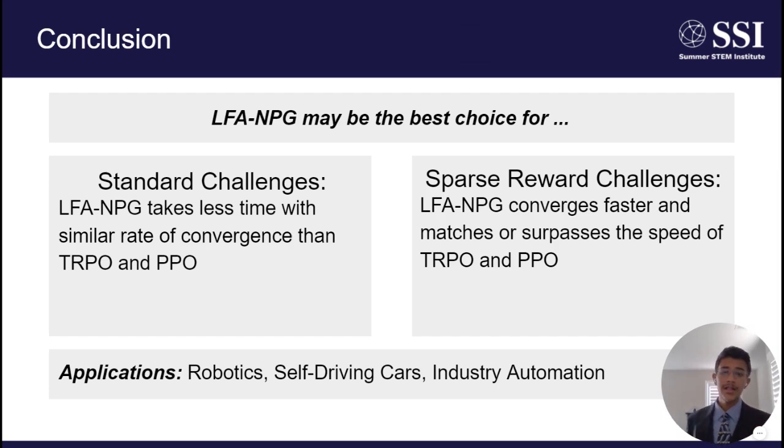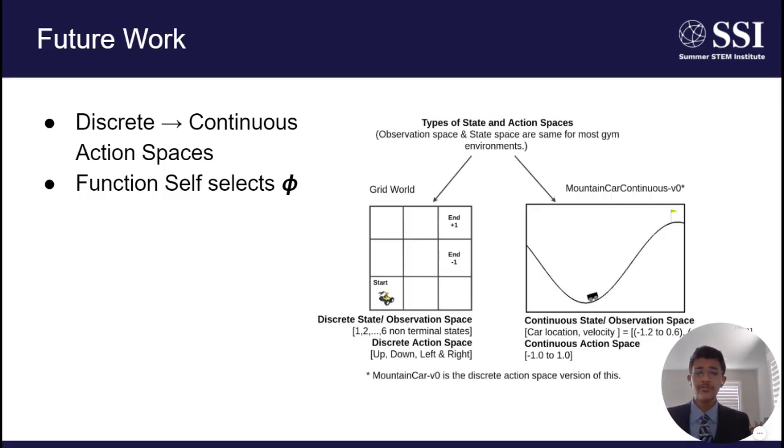With this, we can conclude that algorithms such as LFA-NPG are effective for a multitude of RL use cases, from robotics to self-driving cars, and often surpass their more complex brethren in terms of performance, speed, and robustness. In the future, we hope to formulate a version of LFA-NPG that can solve problems over a continuous action space, and the self-selected set of function approximators through some linear methods.